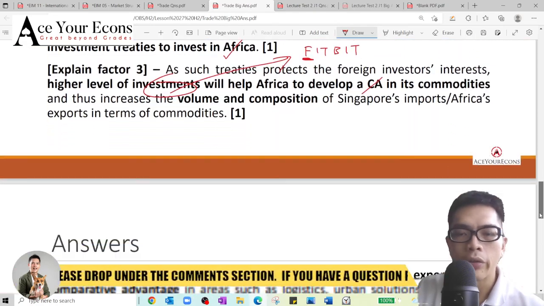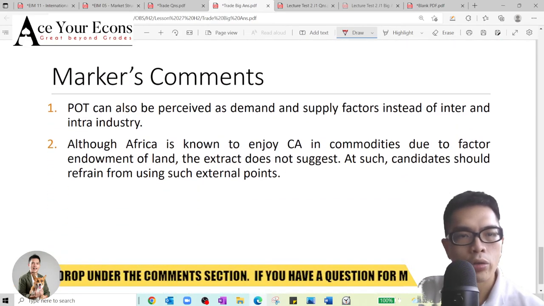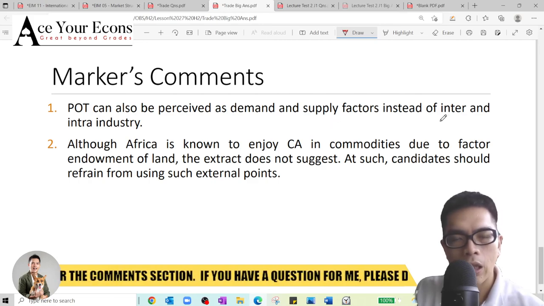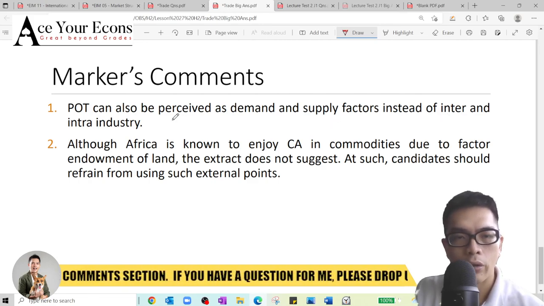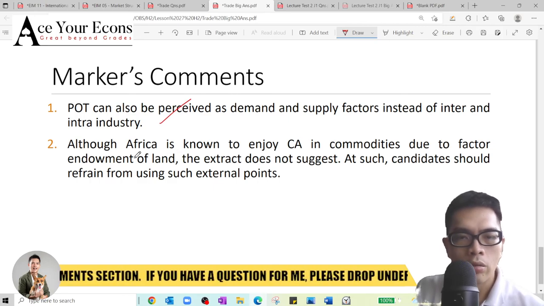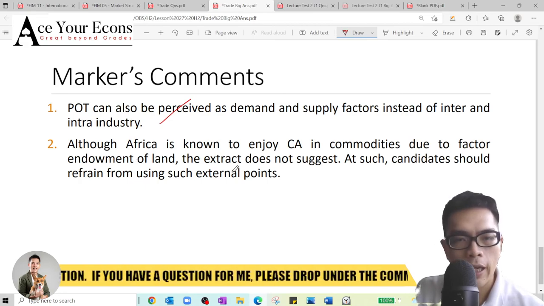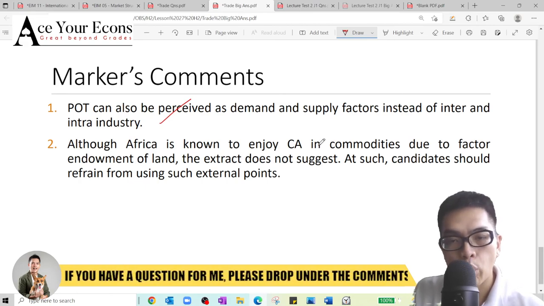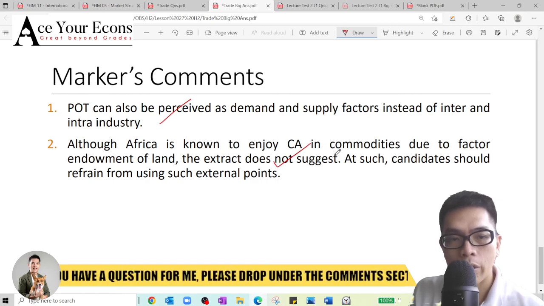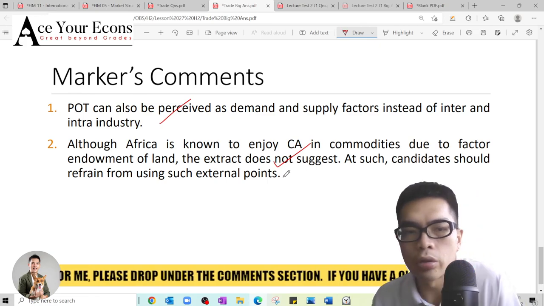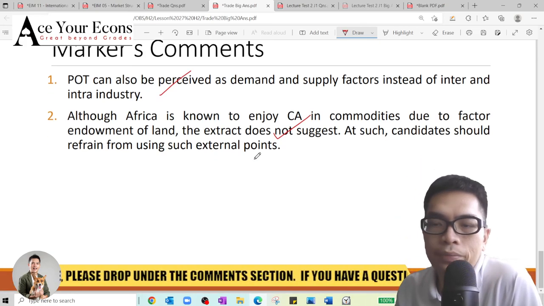So with this, I'm going to quickly run through the marker's comments. You can possibly use demand and supply factors instead of inter-intra, although I don't recommend it, but you can use that. I also do not recommend using external factor endowments that are not suggested in the extract, although in theory it could work. But it's not suggested in the extract. The comparative advantage in commodities is developed through investments from Olam, not from factor endowment. So you should refrain from using external factors.